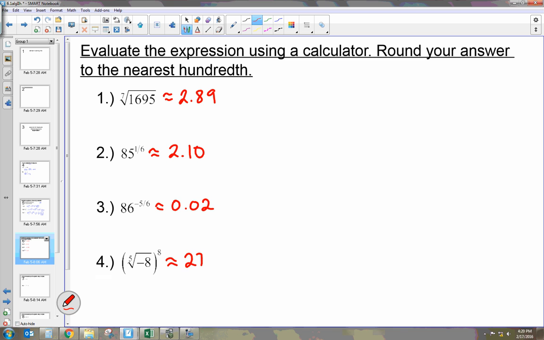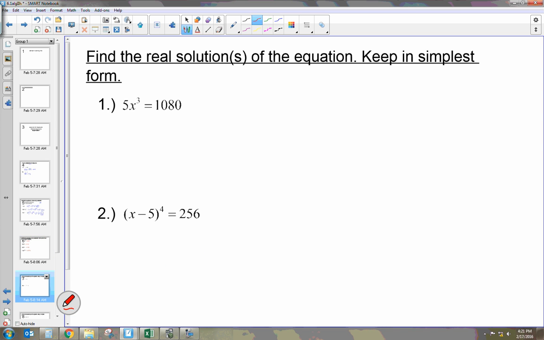All right. Our next one is find the real solutions of the equation, keep in simplest form. So what we're going to do is just solve. We're going to divide by 5. We get x cubed equals 1080 divided by 5, which is 216. And now we have to cube root both sides.